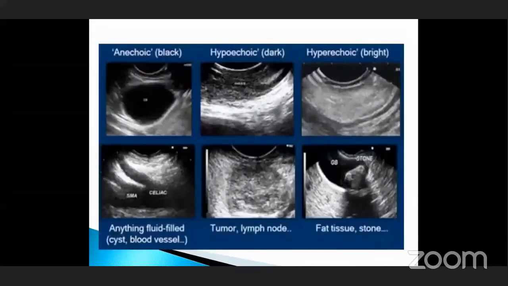Now again, anechoic means completely black. This anechoic image may be of the gallbladder or urinary bladder. Hypoechoic means less bright, and hyperechoic means more bright. Hyperechoic images are of denser tissues, you can say spleen, and hypoechoic may be liver or a mass.